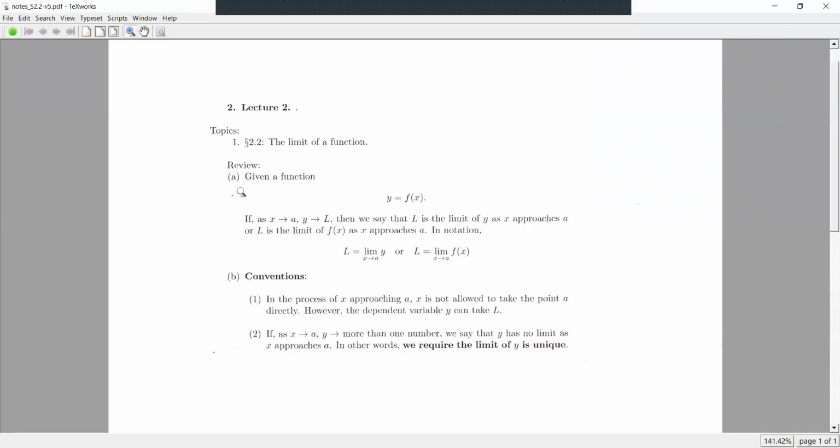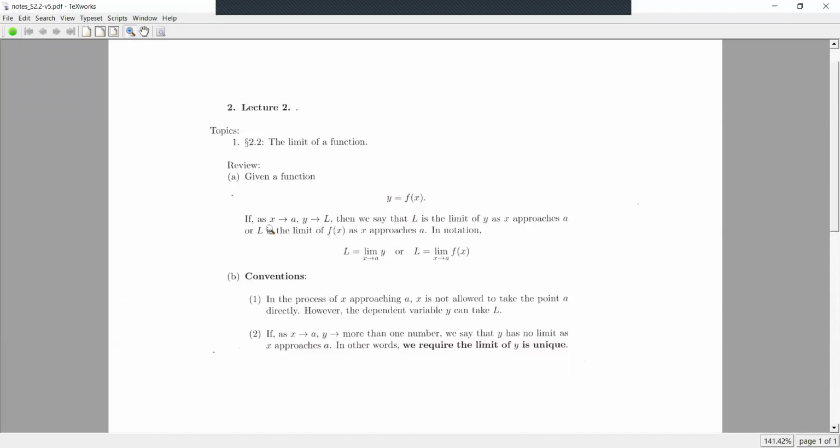Review number 1. Consider a function. In this function, x is the independent variable. x can freely assume values. The variable y is called a dependent variable. The value of y depends on the value of x through this equation.